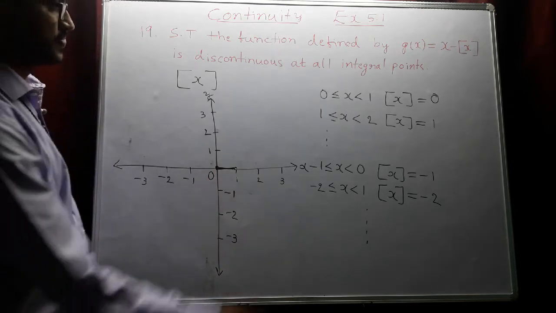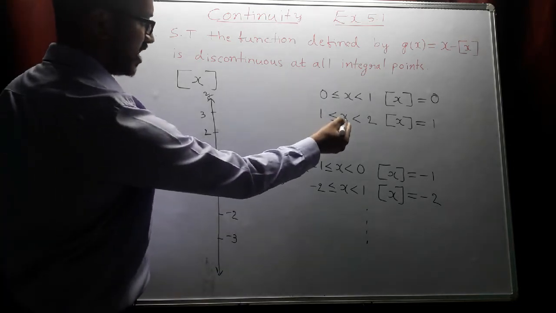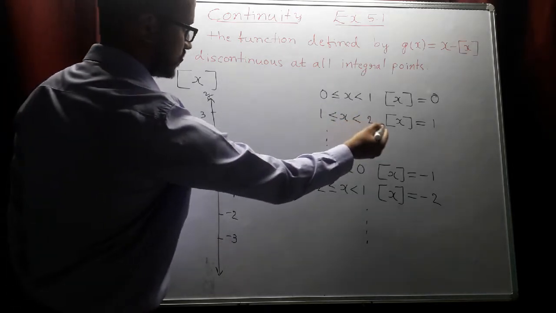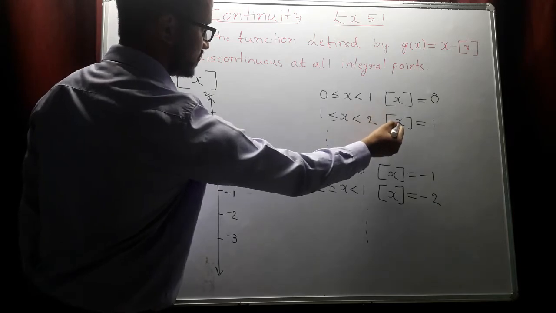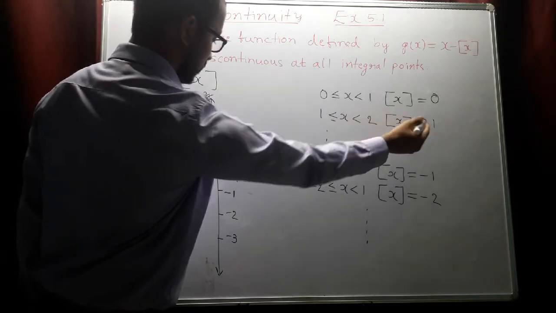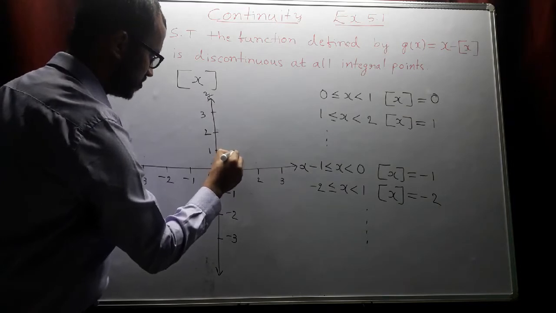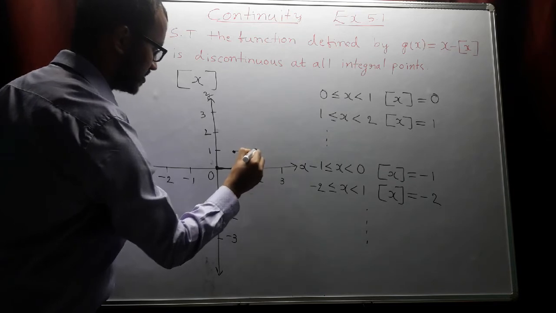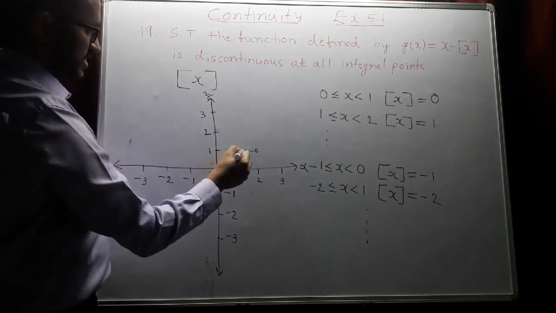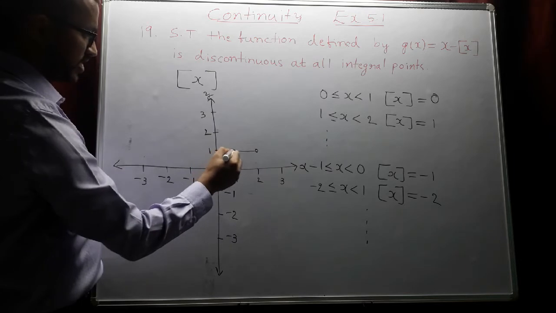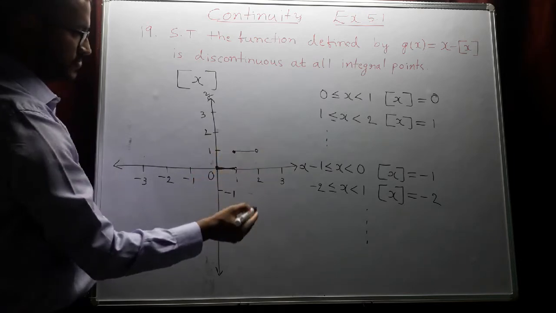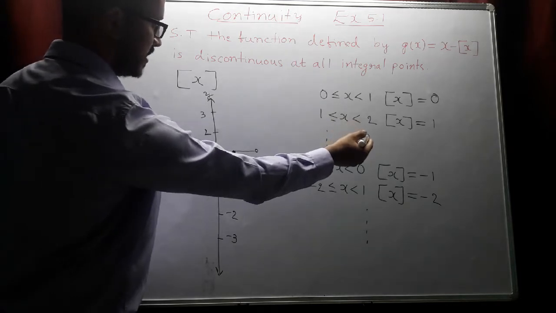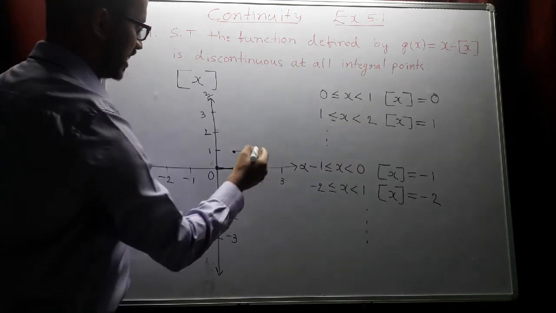Similarly, if you take any value from 1 to 2 excluding 2, the value of the greatest integer less than or equal to x will be 1. If you take any value from 1 to 2, where 2 is excluded, the value of the function will be 1. Similarly, if you consider any value from 2 to 3, excluding 3, what happens?